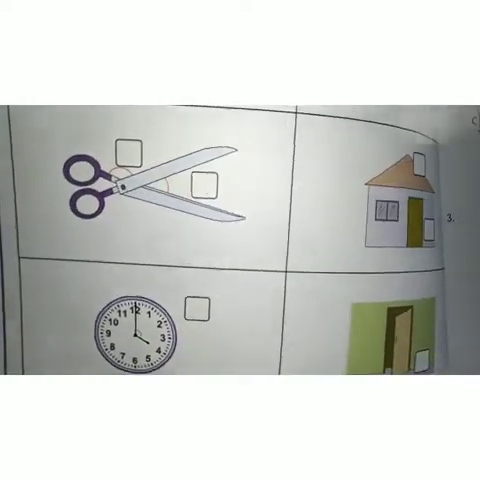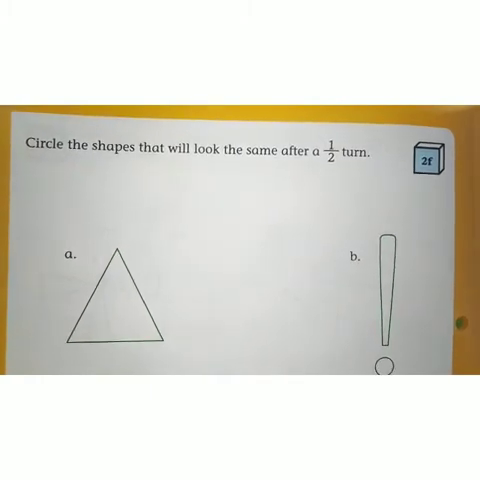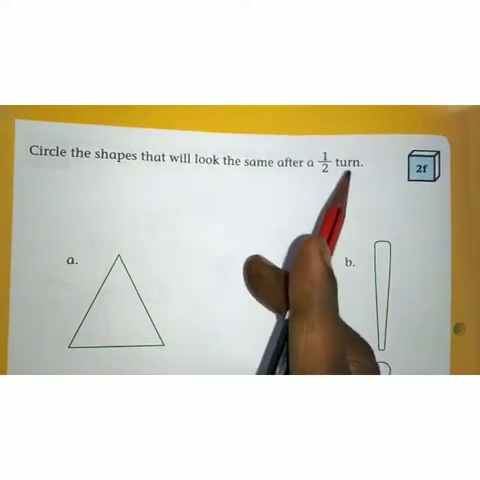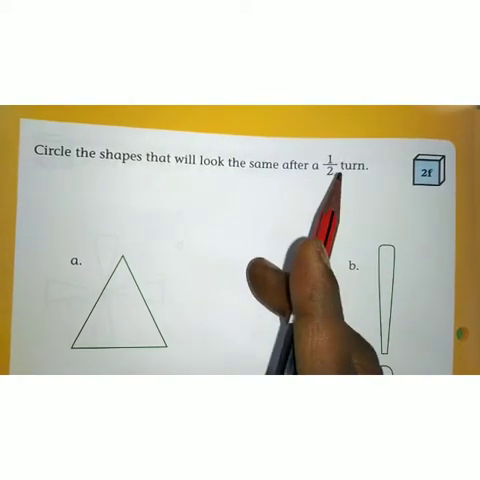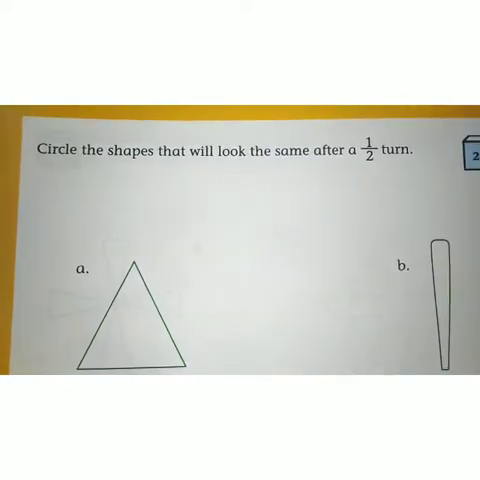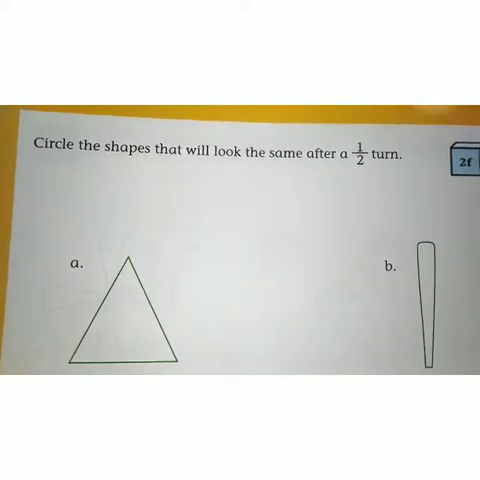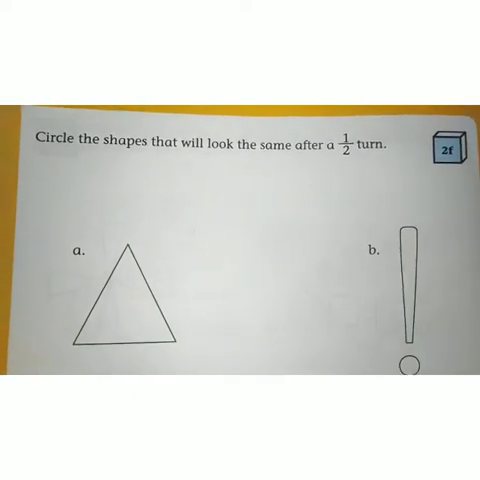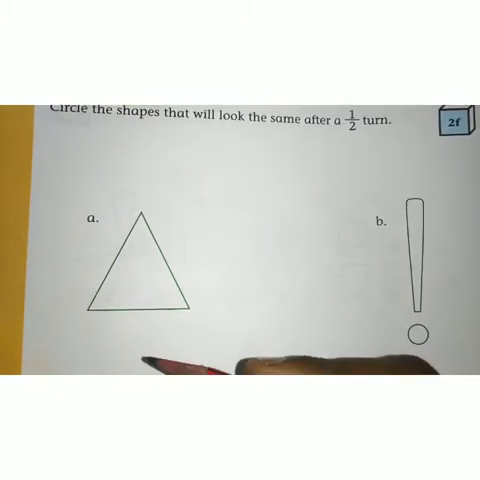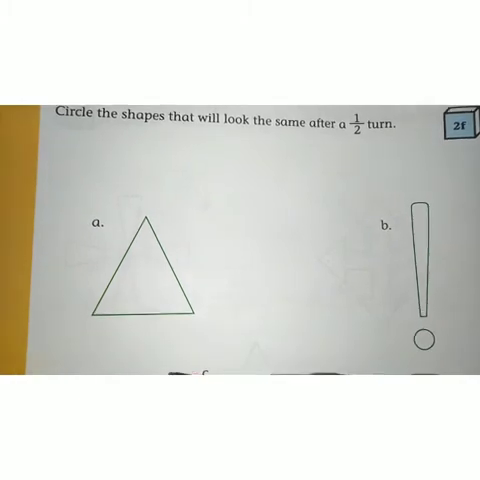Hope you all understood. In the companion book, we have to circle the shapes that will look the same after a half turn. Half turn means straight line. Circle the shapes that will look the same after a half turn, which means if a triangle is given, again the same triangle in inverted form, we will get half turn.